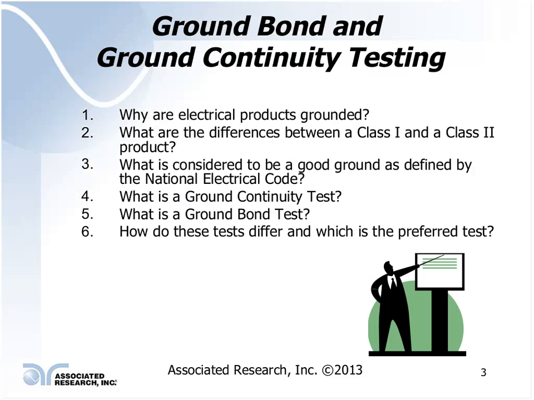We're going to talk first about why electrical products are grounded. We're going to talk about the different types of grounding systems, and different classifications of products: Class 1, which is a product that has a grounded enclosure or chassis, or Class 2, which is a double or reinforced insulated product itself. What is considered to be a good ground as defined by the National Electrical Code?